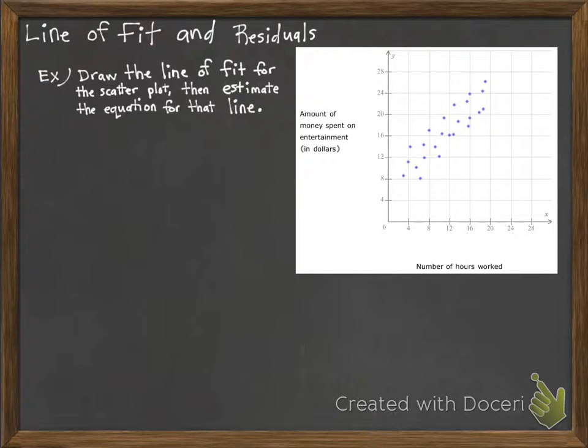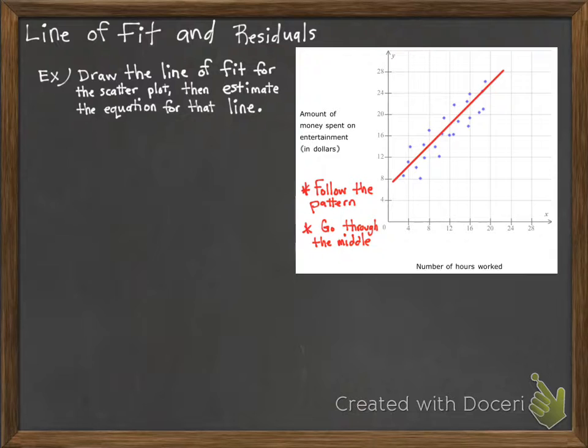We are asked to draw the line of fit for this scatter plot and then estimate the equation for that line. Well, a line of fit is a line that goes through pretty much the center of those dots and follows the pattern. So we're going to try to draw a line through the center of those dots that follows the pattern going upwards. This is called the line of fit. All we have to do is get as close as we can.